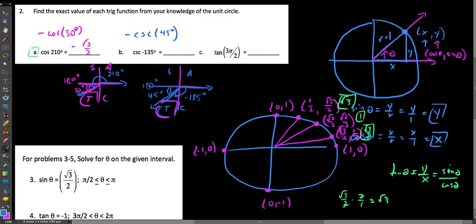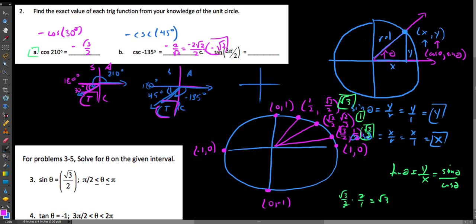And as far as what our cosecant of 45 is, we'll just take a look at our sine value and flip it over. So if our sine value for 45 is root 2 over 2, then this is negative 2 over root 2. And we would have to rationalize this into negative 2 root 2 over 2, which becomes our negative root 2. And then last but not least, this 3 pi halves here.